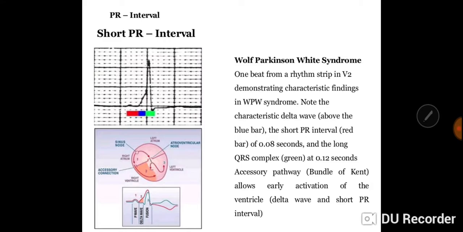Short PR interval is present in WPW. It's a really important disease to find out. You'll also see in the question of WPW a delta wave, or an upslope of the QRS complex.